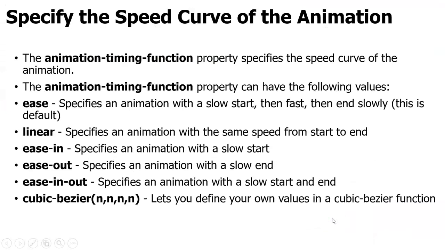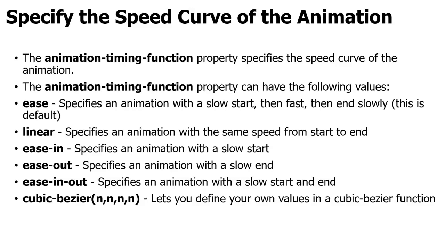Okay, next, you can specify the speed curve of the animation also. That is how you want the animation to start. For example, my animation should start slow and end fast. Likewise, you have ease-in, ease-out, ease-in-out, and cubic-bezier, which you define yourself. You can define your own values. Ease will start slow, then in the middle it will go fast, and in the end it will go slowly. Start and end will be slow, and the middle will be fast.